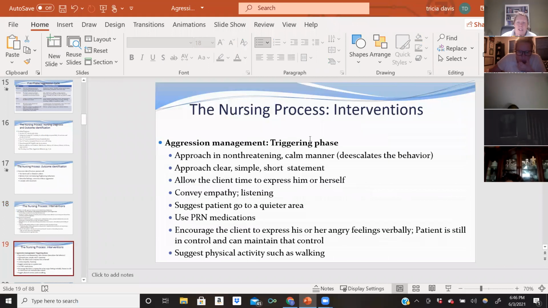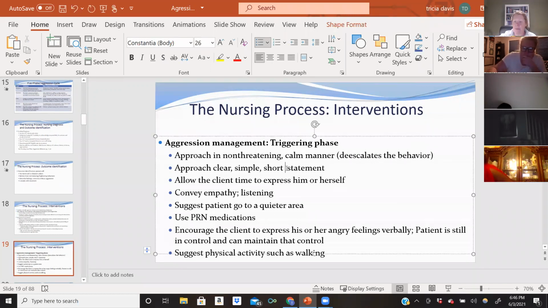So we are going to talk about the different phases. When we are managing aggression, we're going to talk about that triggering phase. We have to approach the patient in a very non-threatening, calm manner, because the ultimate goal is to de-escalate the behavior. Our approach should be very clear, very simple, and we should have a short statement. "So, James, I can see that you seem very upset right now. Talk to me about what you're feeling." Short, simple, and to the point, using those I statements.